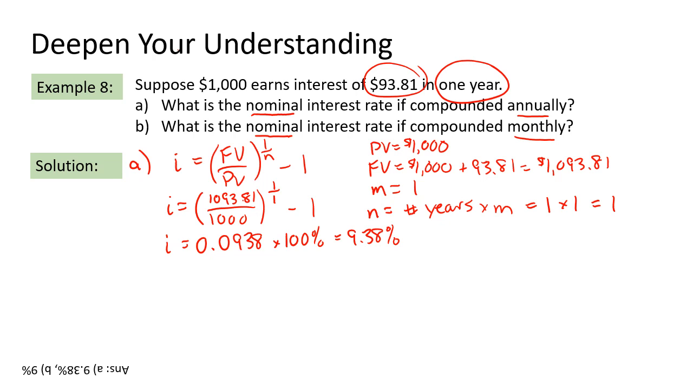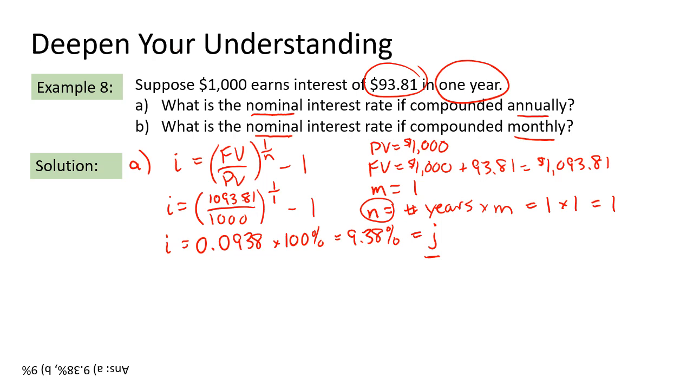So we can convert this to a nominal interest rate. In this case, because it's annually, the periodic interest rate and the nominal interest rate are the same, right? Because our value of n is just 1 times 1. Okay, so that means that this is actually equal to j, which is our nominal interest rate.